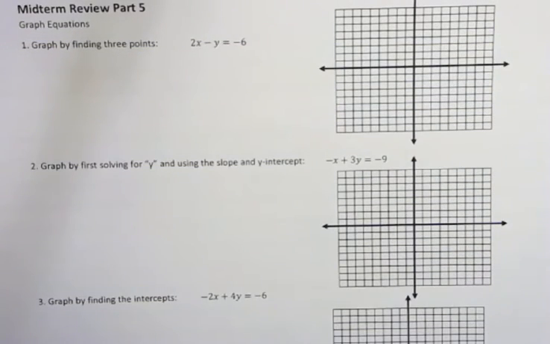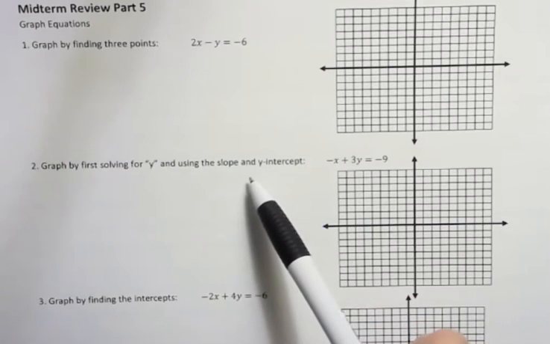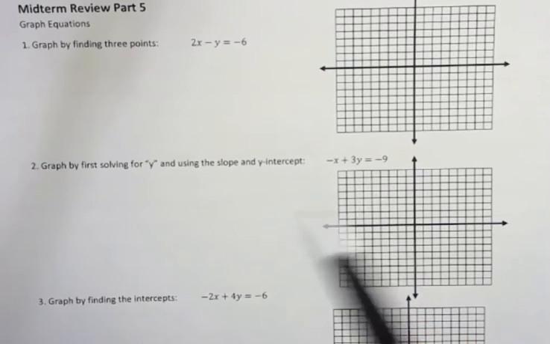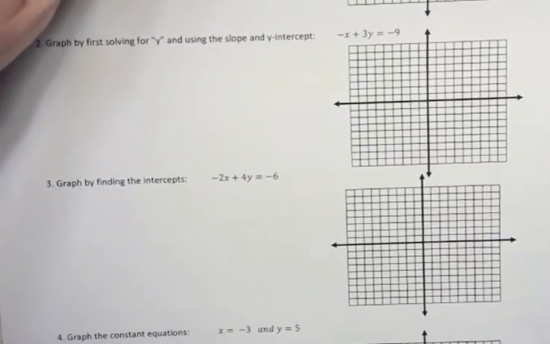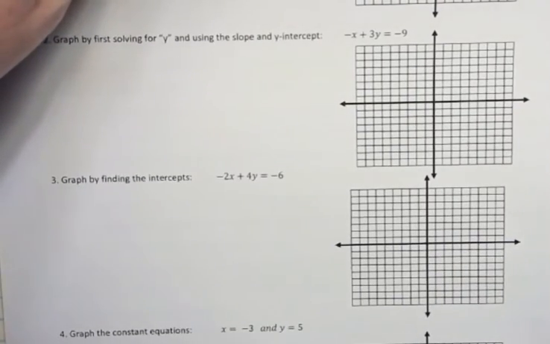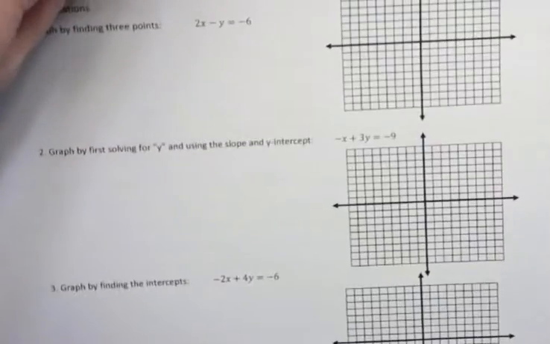If you feel like you can already do that, then this review probably isn't necessary for you. Here are the problems I'm going to graph, and I'm going to graph them different ways. Graph an equation just by finding 3 points, graph it by using the slope and y-intercept, graph it by using both intercepts, and then graph a constant like x equals -3 or y equals 5.